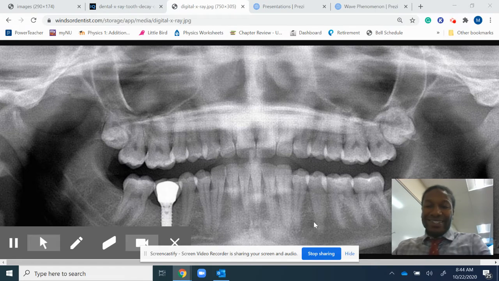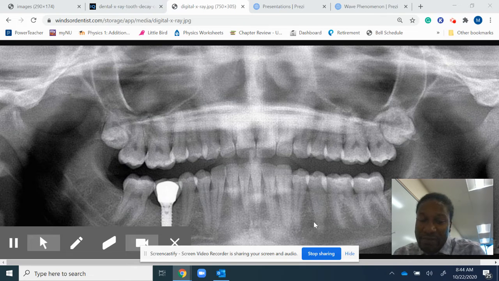How many of you have gone to the dentist's office? They've taken your x-ray and you're looking at it like, what am I looking at? Like, what is this? How can they tell I have a cavity? How can they tell I have a filling? Like, how do they even know? So now we'll talk about it.